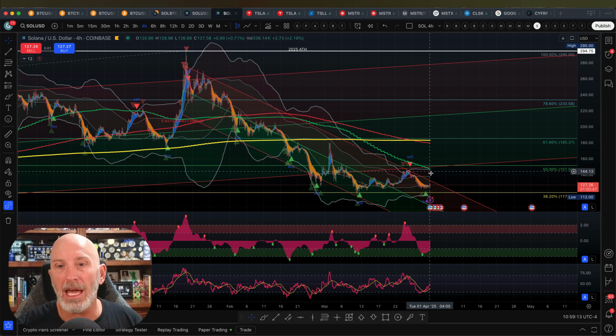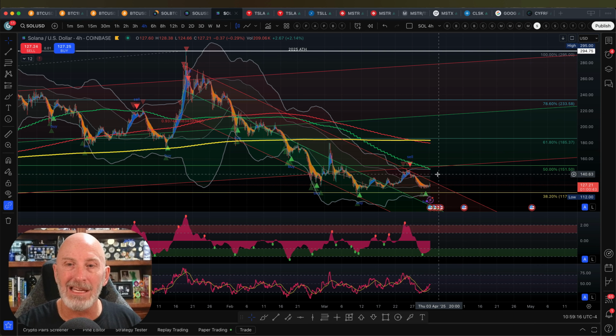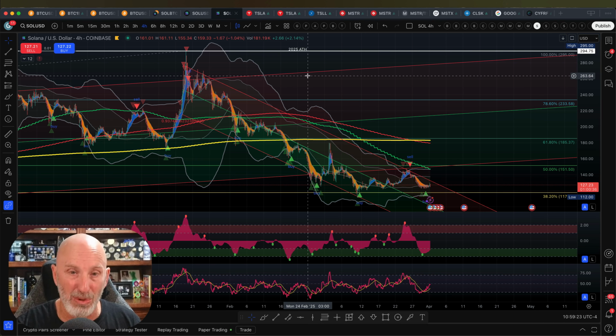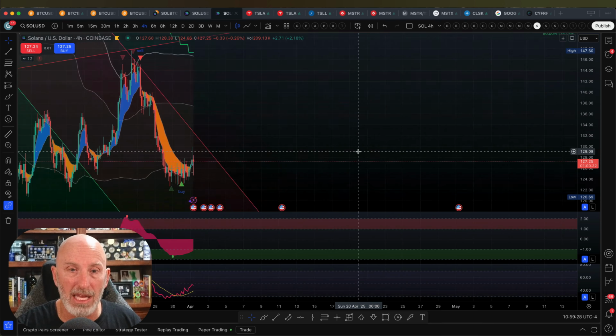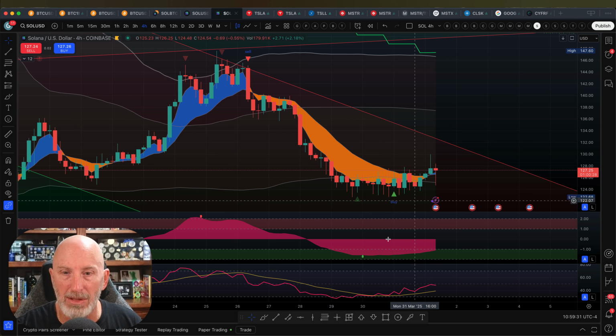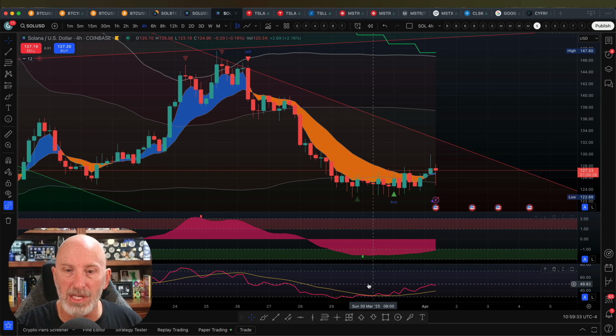And again, you can see where we have support down here around 118, resistance starting up here at about 150 to 152. Definitely going to have to get back through that area. We are coming off of a buy signal. If I zoom in, it looks like the trend has flipped blue just barely. So green mean reversion dot, RSI was below 30.